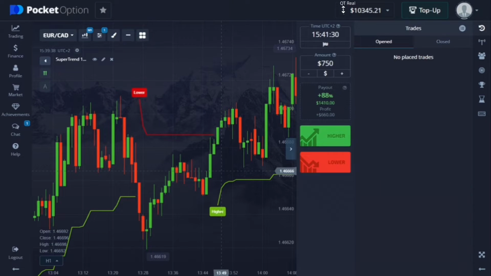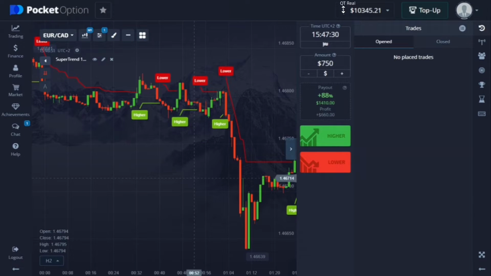So you're probably wondering what the super trend indicator is. Well, it's pretty self-explanatory. When you see a red line with the lower label, you sell, and when you see a green line with the higher label, you buy. Now, the super trend indicator identifies short to medium term uptrends and downtrends.